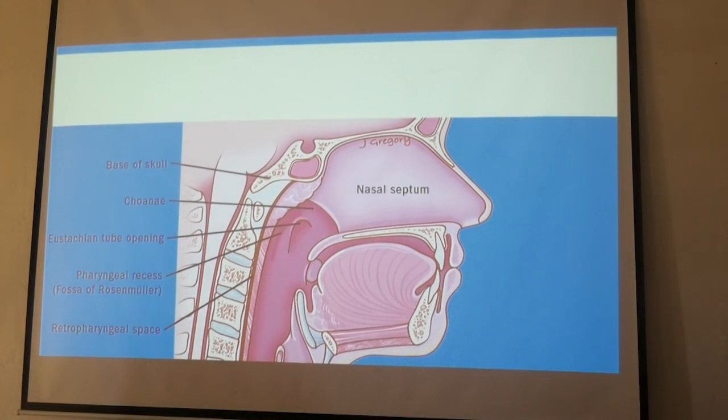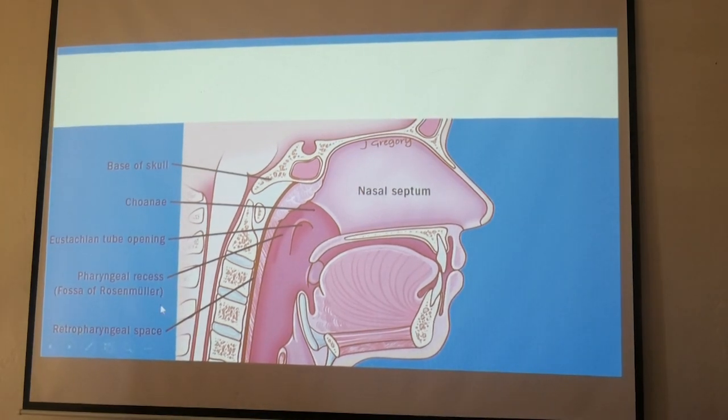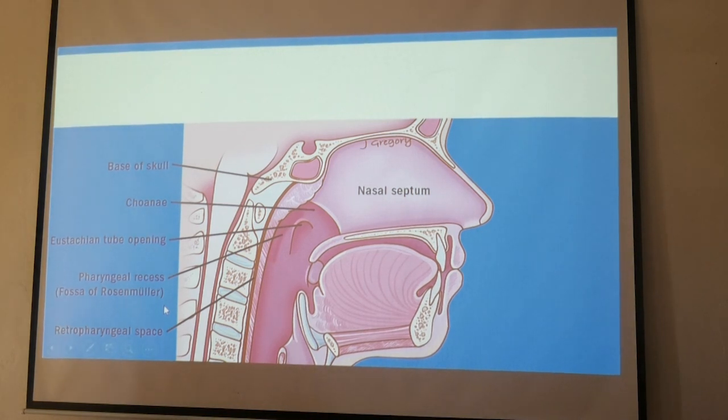The fossa of Rosenmuller and pharyngeal recess and fossa of Rosenmuller is the same. Okay.